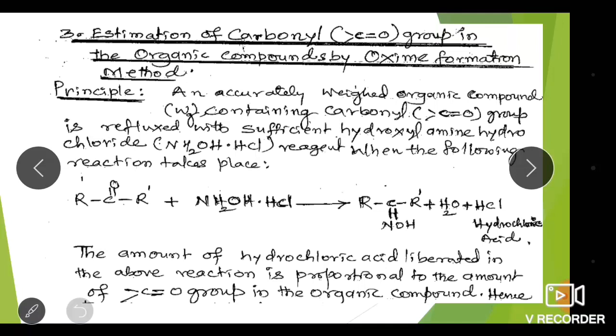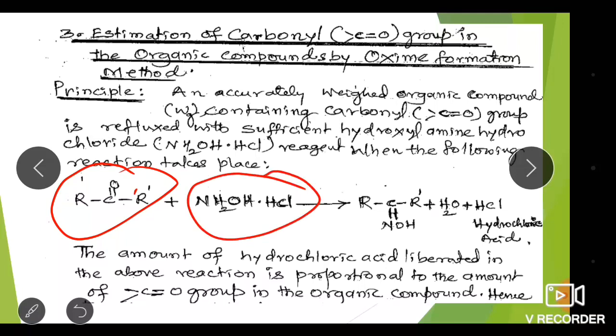What is the principle for that? An accurately weighed organic compound, W gram, containing a carbonyl group, reacts with sufficient hydroxylamine hydrochloride reagent, when the following reaction takes place. The carbonyl group reacts with hydroxylamine hydrochloride, then we get the oxime. Here the oxime product has the NOH group.